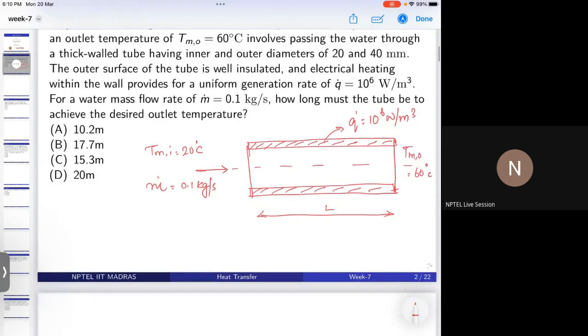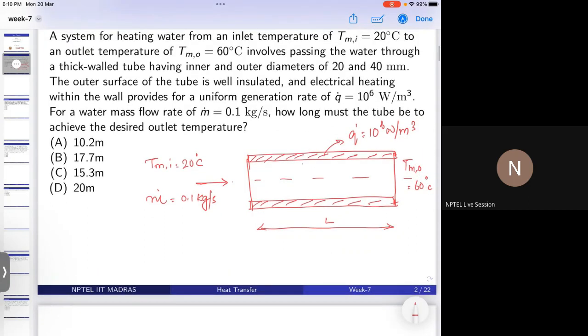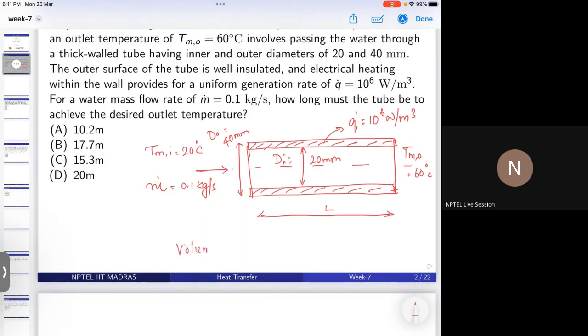The inner diameter is given as 20 mm, and the outer diameter is given as 40 mm. Let them be Di and Do. What is the volume of this pipe? It should be pi by 4 into Do square minus Di square, into length.